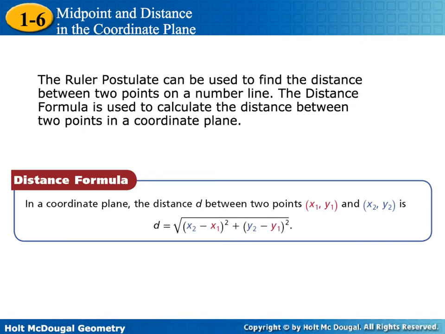Okay, so the ruler postulate is what we can use to find the distance between 2 points on a number line. The distance formula is used to calculate the distance between 2 points in a coordinate plane. So in our xy plane, I can find the distance from this point to this point. And I'm going to use this formula. So please make sure you have this formula written down. And your second buzzword is formula. So in your notes, make sure you have D equals square root of x2 minus x1 squared plus y2 minus y1 squared.